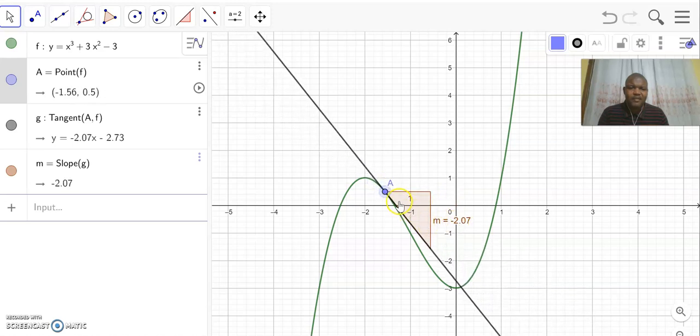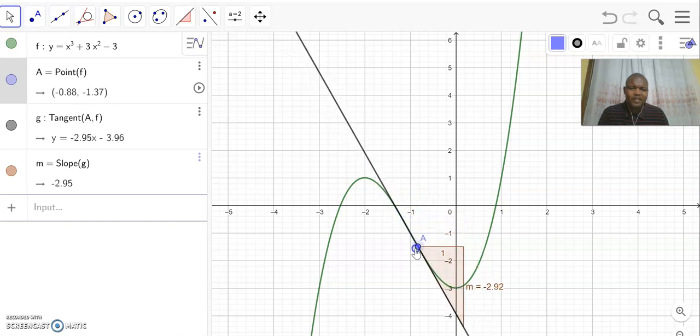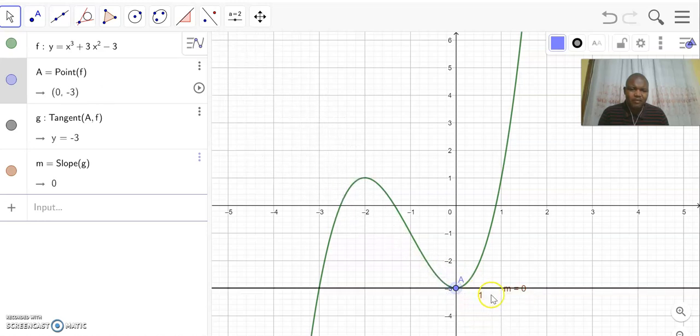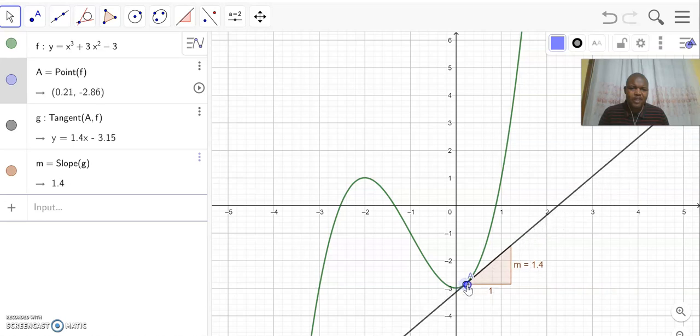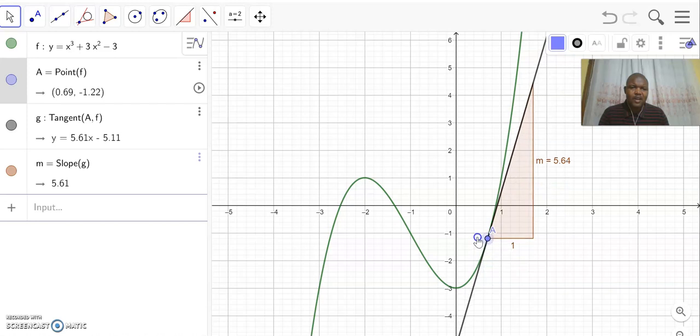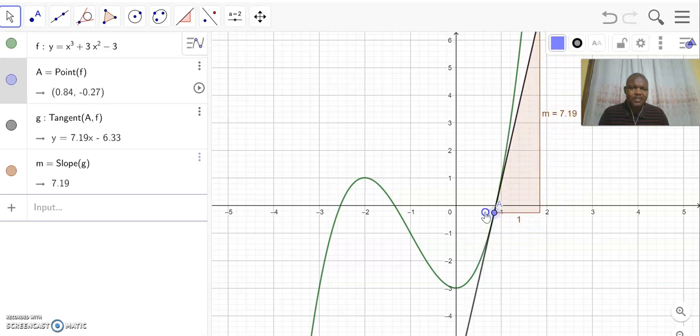If we move further from 0 downwards, the gradient now turns to be negative. Now it is -2. It becomes negative until we reach the minimum, the turning point, where the gradient is 0. So then, after being 0, what happens again? The gradient also changes, and then again it becomes positive as you move up. See, it's positive, it is 6, it's 7, and so on.